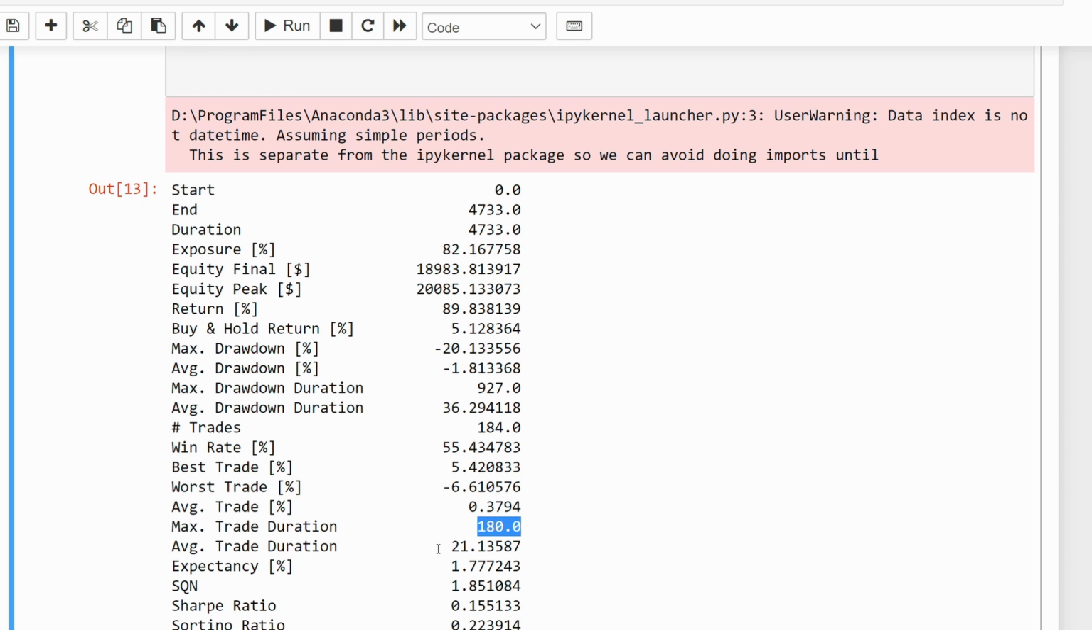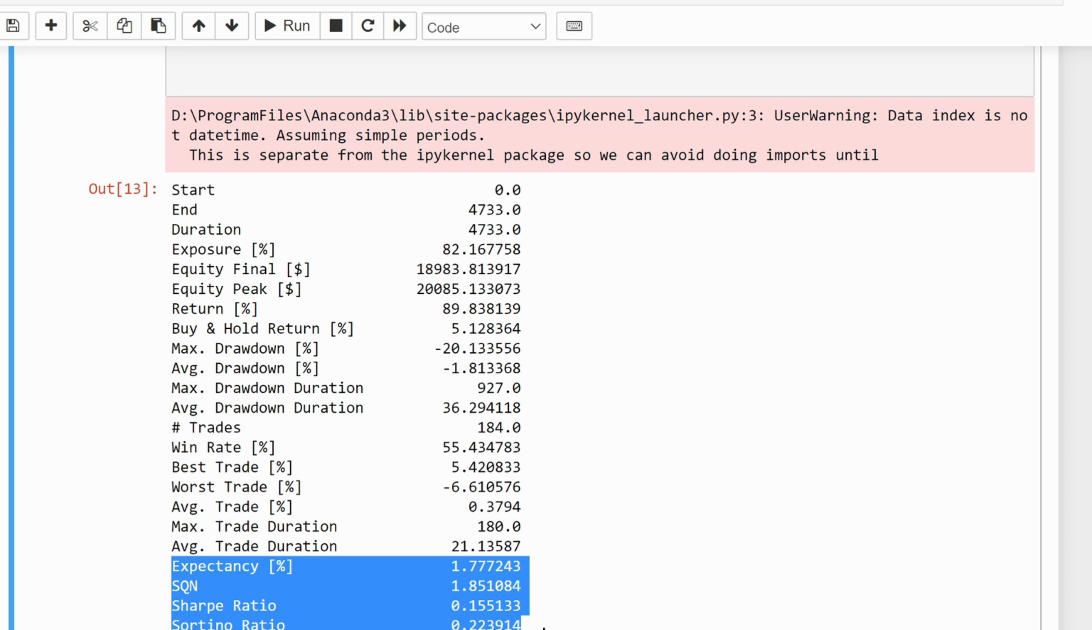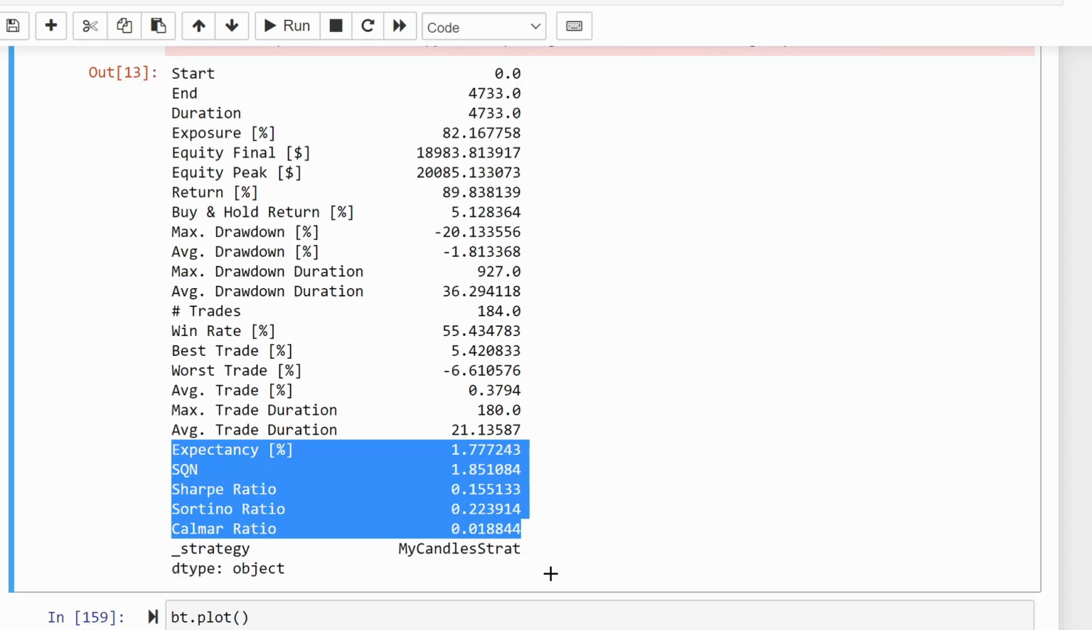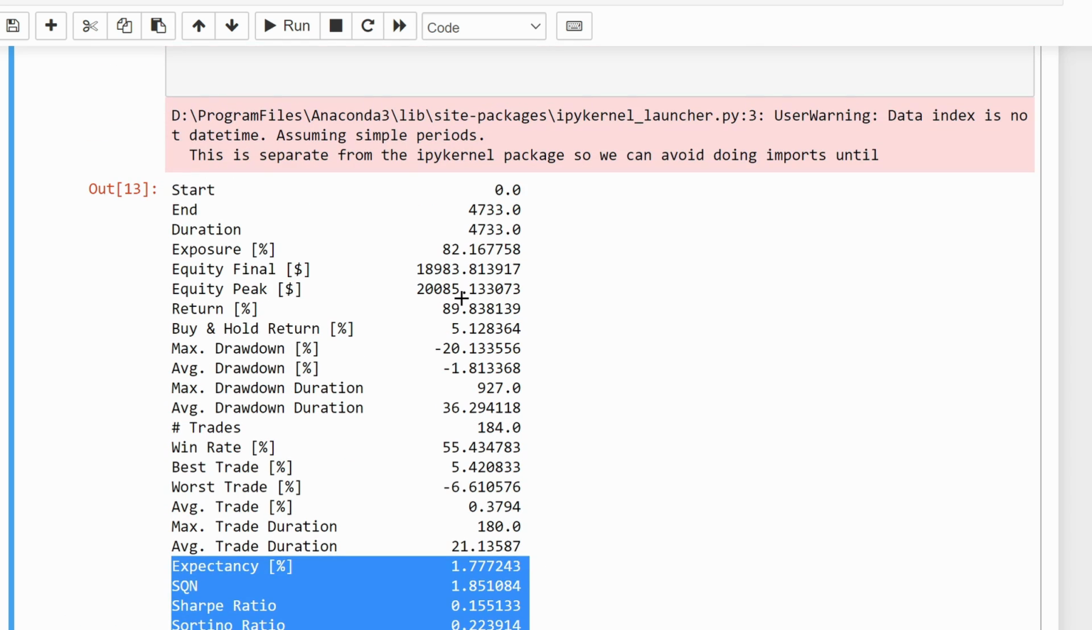I don't think you can wait for a trade to be open for 3 to 4 months or half a year. However, the average trade duration is 21 days. It's okay. So we are closing the trade within 1 month of the date we opened it. And we have some other data that I didn't have the time to look into. Anyway, you can see that this is a good strategy.